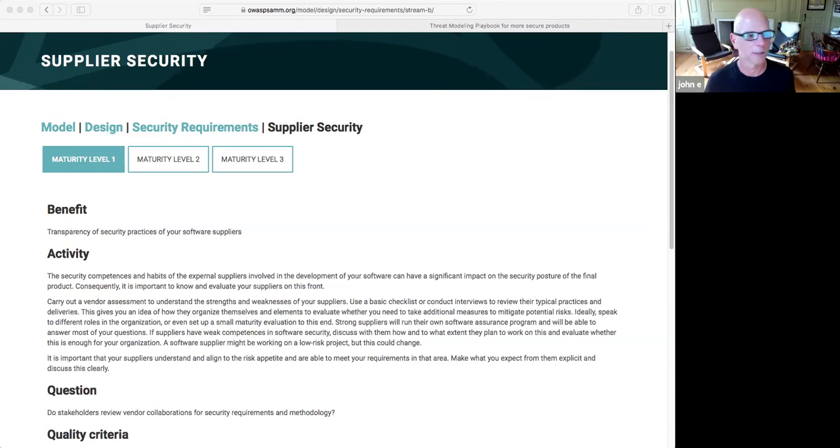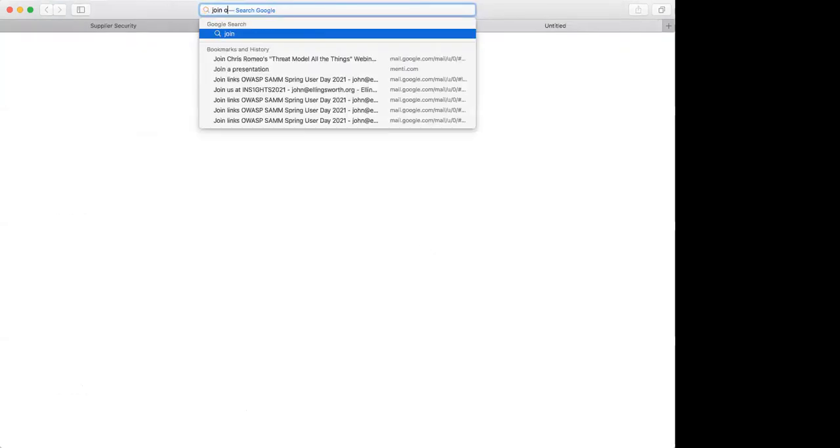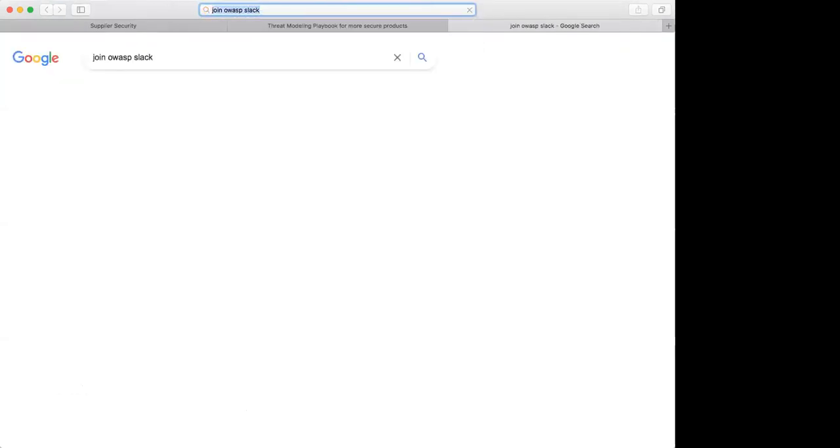Yeah, definitely. I think Slack is probably the best place to go, besides the mailing list. There's a little Heroku app. So if you search for join OWASP Slack in Google, the thing you'll see is owasp.herokuapp.com. If you go there, enter your email address, that auto generates a Slack invite.